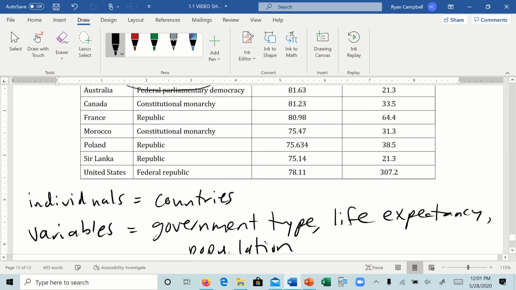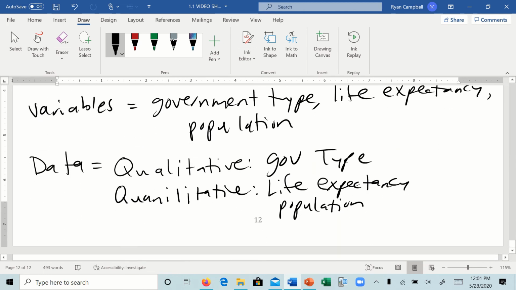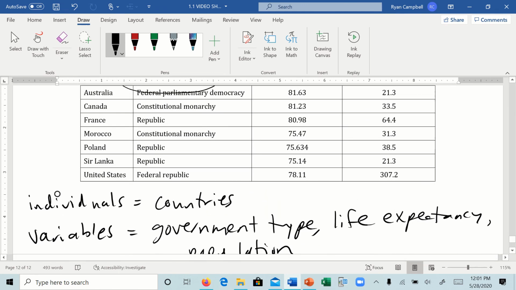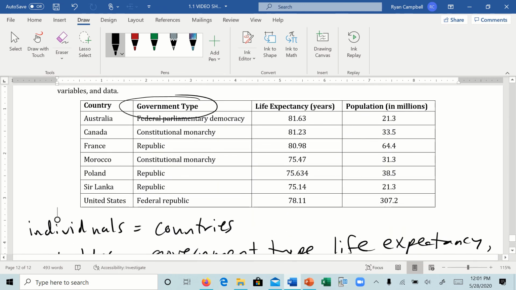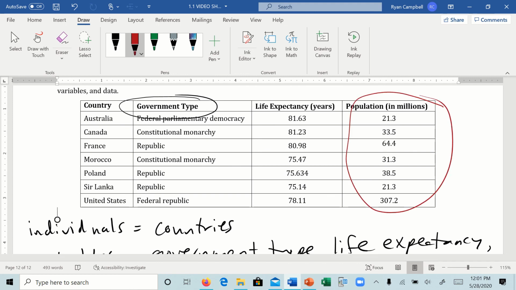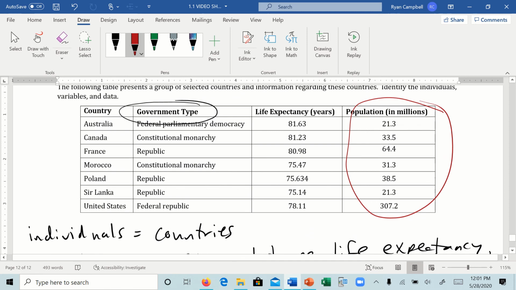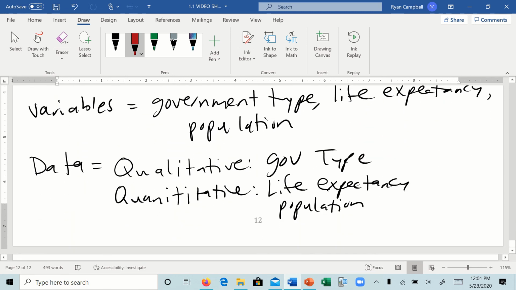All right, now remember we can also break up quantitative data into continuous and discrete. Which one of these is continuous and which is discrete? Or are they both continuous or both discrete? Well, population is an easy one. How do you find a population? You just count them. If we're counting, that means it would be discrete.